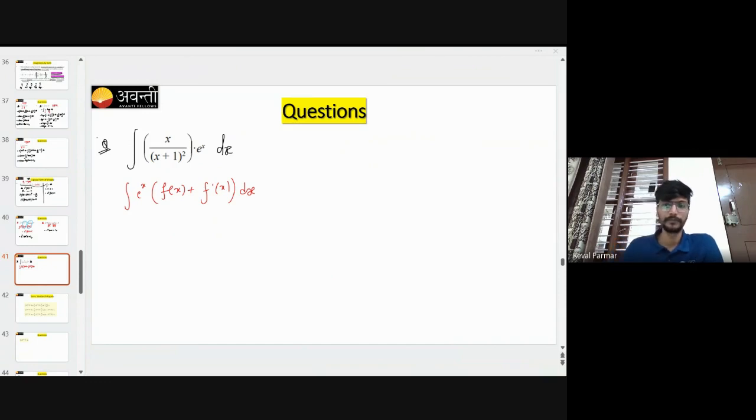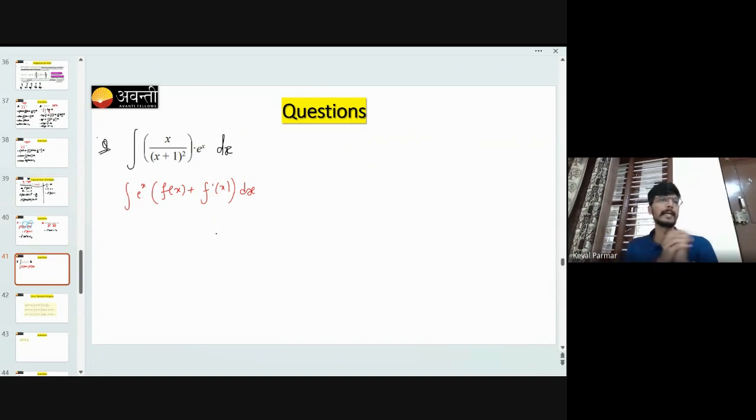Two e raised to x into x plus 1. E raised to x upon x plus 1. Yeah. The first one was wrong. Second is right. Very good. Very good. 2 e raised to x will not come. There will not be 2 e raised to x. Chalo. Most of you have tried.